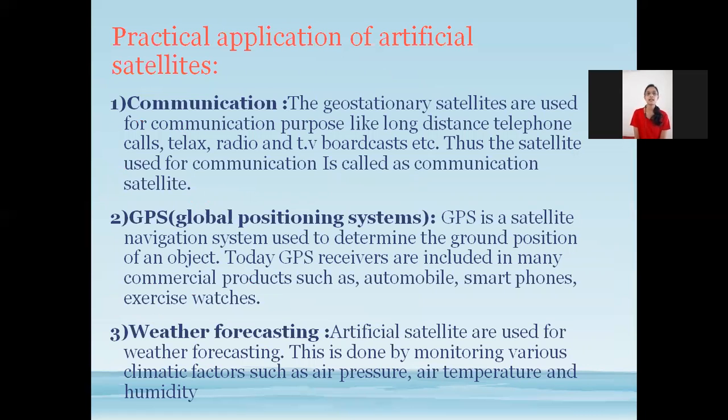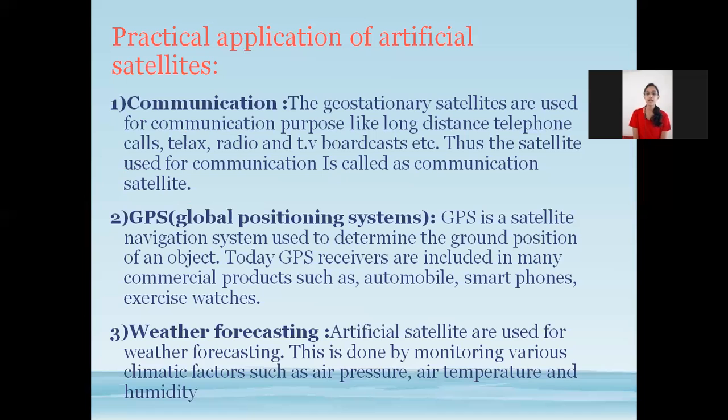Artificial satellites are used for communication, GPS, weather forecasting, etc. Let's see briefly what each actually means. Communication: geostationary satellites are used for communication purposes like long distance telephone calls, telex, radio and TV broadcast. Whatever we see on the TV or whatever we call on the mobile or radio is due to the help of artificial satellites. Thus, a satellite used for communication is called a communication satellite.